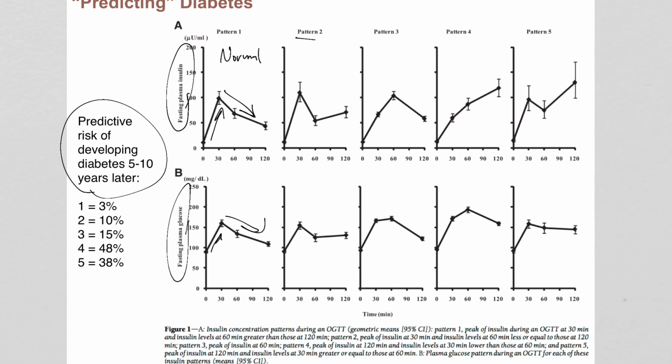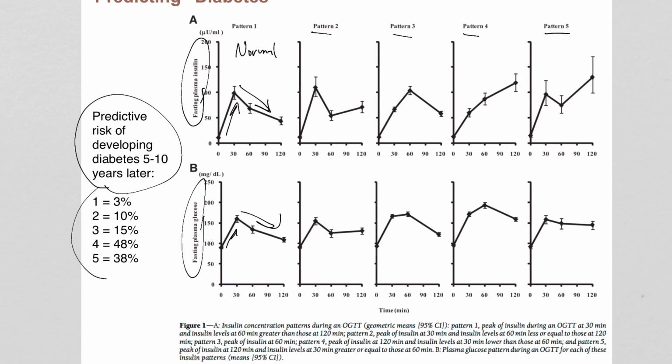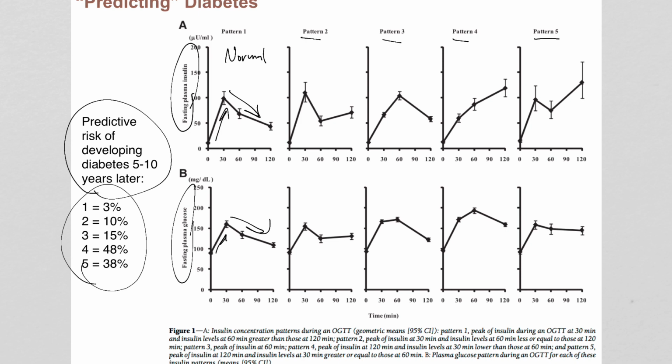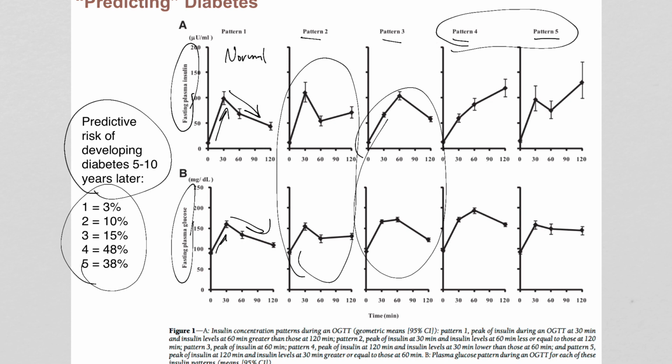These patterns 2, 3, 4, and 5 are increasingly more and more problematic. The percent chance of this person developing diabetes over the next 5 to 10 years goes up the stranger the results get, right? These people are fairly normal. They just don't recover as well as you would like. These people have a delayed response and it doesn't come down as much as you would hope for. Groups 4 and 5 have very odd patterns. Insulin just keeps going up and up and up. Glucose levels stay fairly elevated and don't come back down.